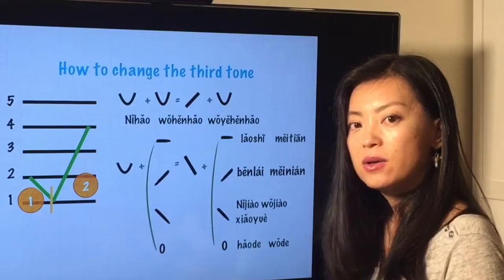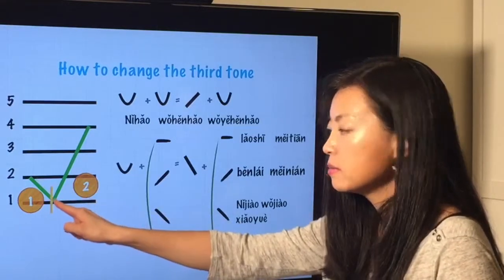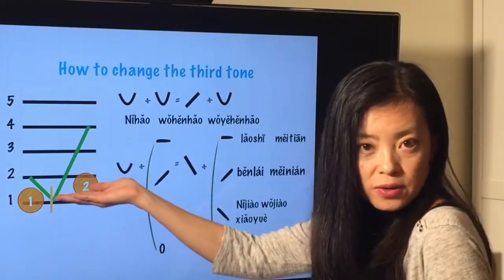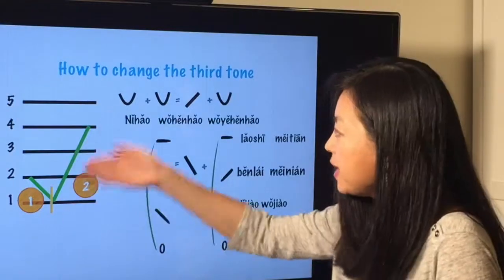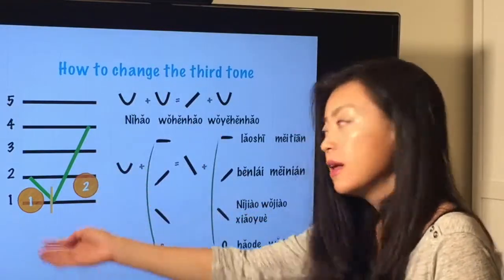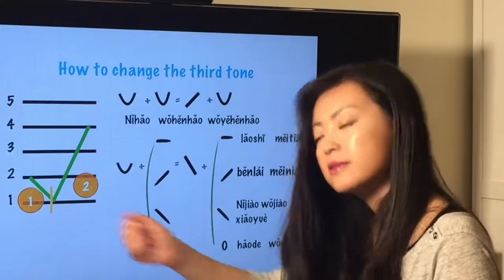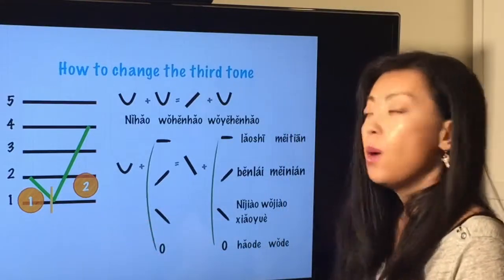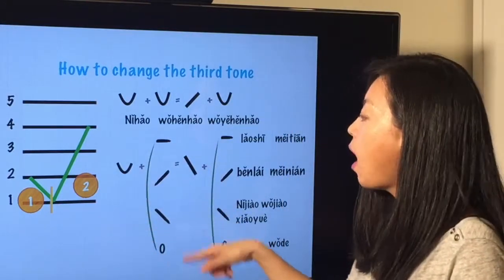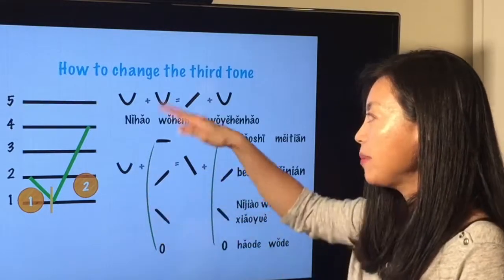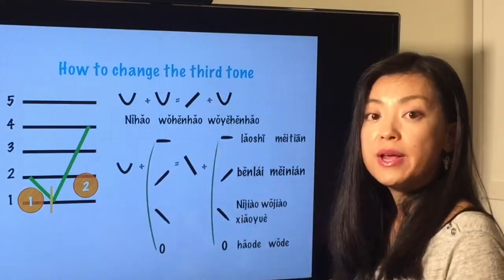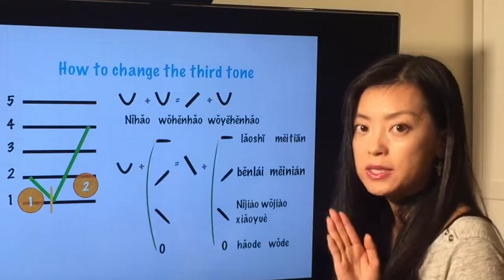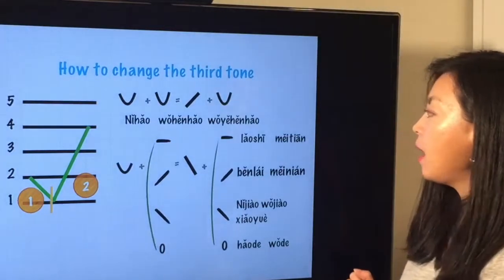Okay? So, how do you read this part? It's easy. You just read the third tone as half, right? You don't finish it. You stop at half. That is this part. Okay, so that means when third tone is followed by all the other tones except for the third tone, we just read third tone half. Read it shorter.